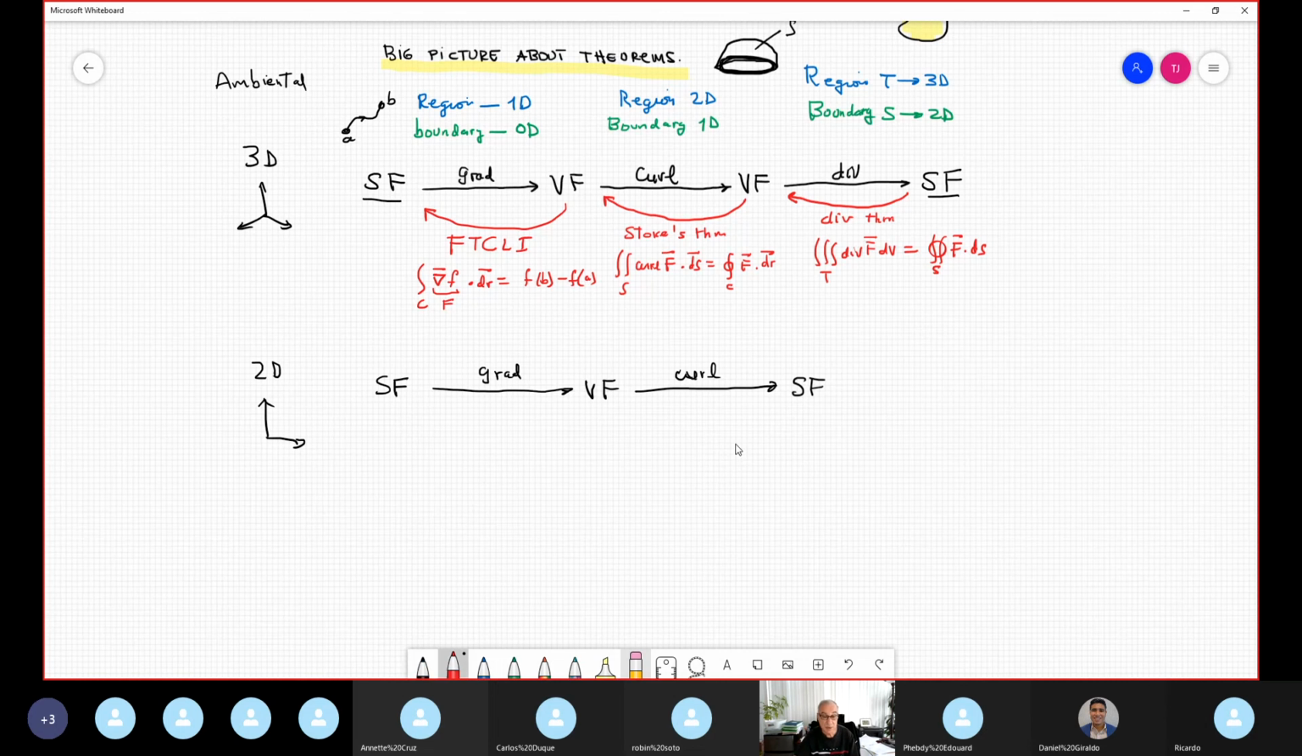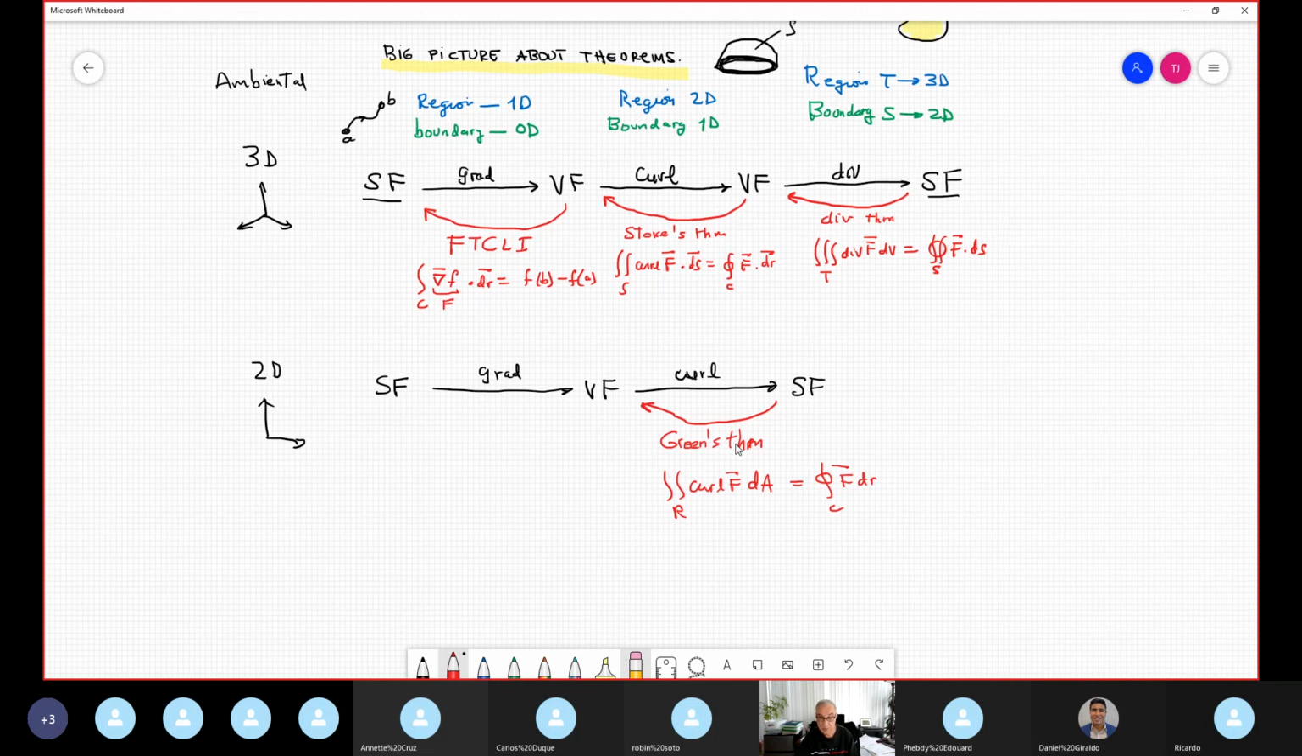So when you are going in that direction, this is the Green Theorem. This is the Green Theorem. The formula is this double integral in the region R of the curl of F dA is equal to the line integral on the closed curve of F dr.